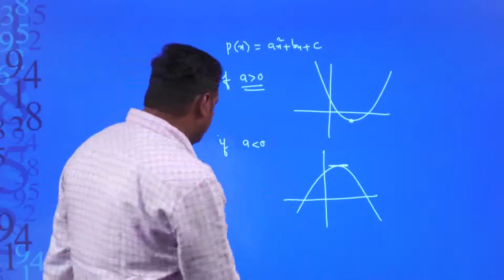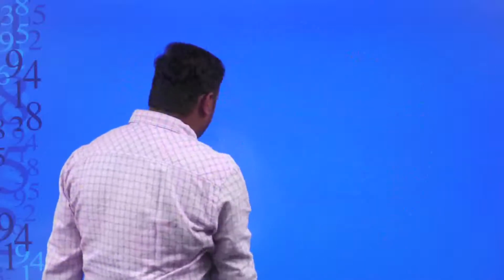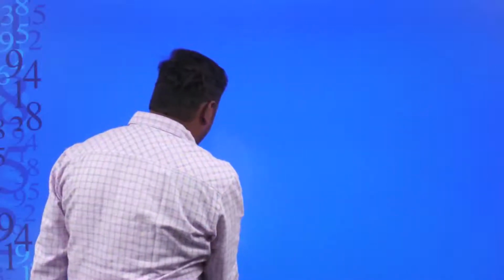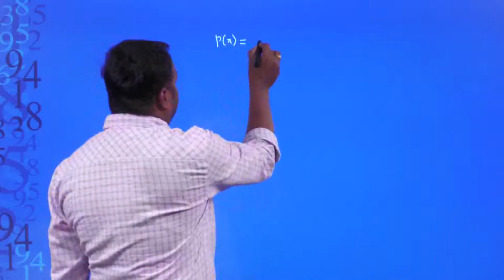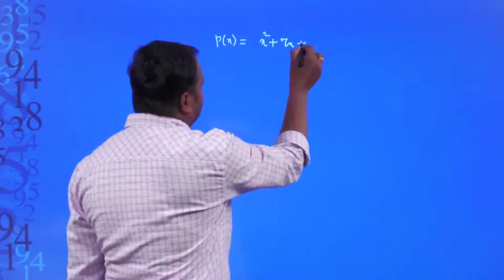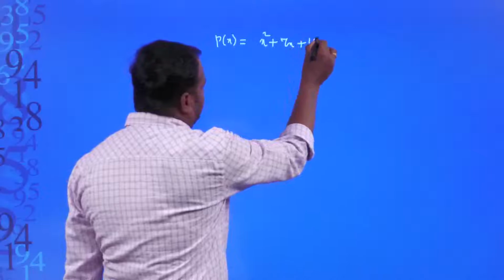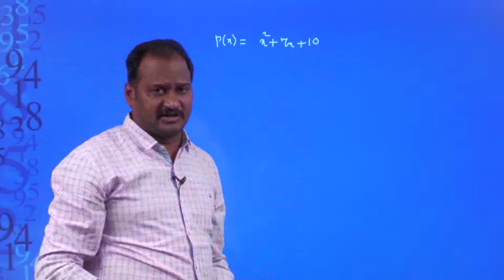Okay, right. So this is about the graphical representation of a second degree polynomial. Now coming to the number of zeros of the polynomial, and the relationship between the zeros of the polynomial and their coefficients. I am going to explain this by taking one simple example, that is p of x is given as x square plus 7x plus 10. This is one second degree polynomial. I just want to know what the zeros of this polynomial are.